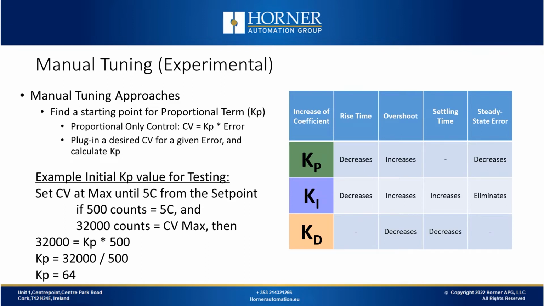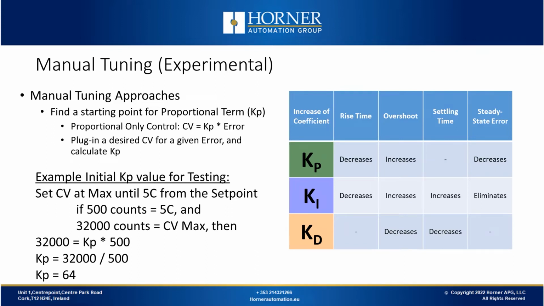We can take advantage of that formula, and we can determine that the maximum on our control variable is 32,000 counts, and if 5 degrees Celsius is scaled in our application to 500 counts, then once we have them both scaled to counts, we can do the math, and we get an initial KP value of 64, which would be a good starting point. Then with this method, you need to let that value run, and you need to find out if it works for you.